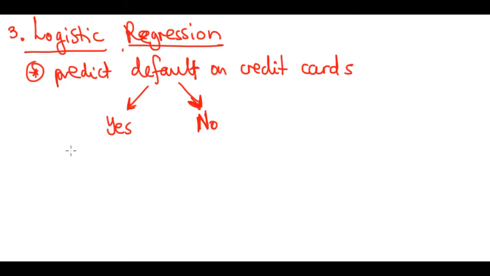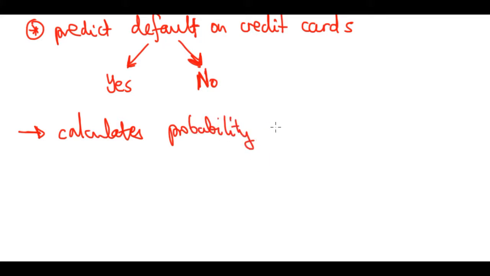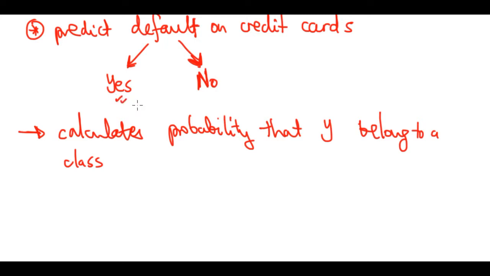So logistic regression calculates probability. It calculates the probability that y belongs to a particular class, whatever class it's going to be. So here we'll calculate what is the probability of this person being in the yes class. What is the probability of this person being in the no class? That's what we're doing, right?